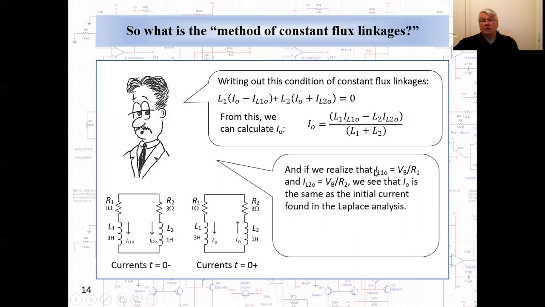And if we realize that IL1(0), that is the initial current in L1 prior to opening the switch, is VB divided by R1, and the initial value of current in L2 prior to opening the switch is VB divided by R2, this expression for the initial value of the circulating current is the same as the one that we got from the Laplace transform analysis. Why didn't conservation of energy work for me, though?